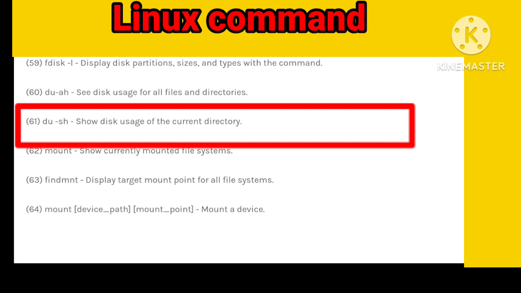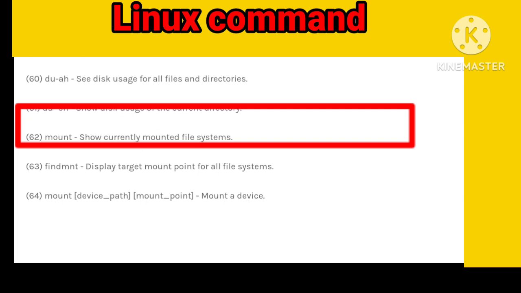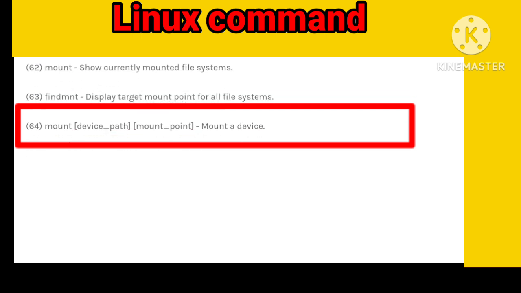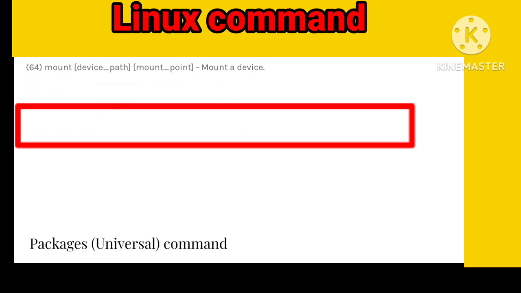Next is du -sh, show disk use of the current directory. Next command is mount, show currently mounted file systems. The next is findmnt, display target mount point for all file systems. Next, mount device path mount point, mount a device.